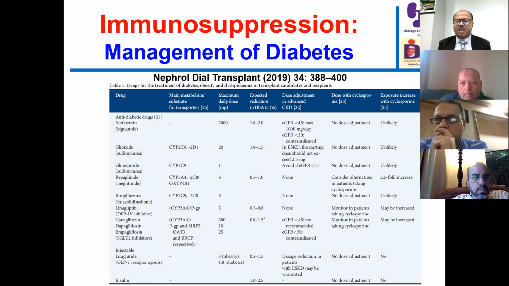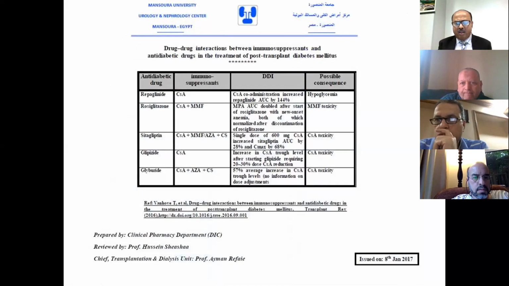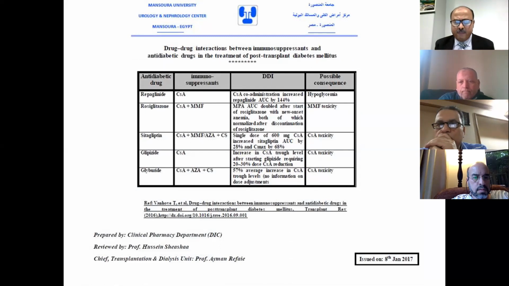lead to hypoglycemia. And I'd like to share with you this very smart table created by the clinical pharmacy department at our center. This is very simple. Don't combine cyclosporin with repaglinide because of the risk of hypoglycemia. And if it is the treatment, we should be very cautious and monitor glycemic control. Myself, I don't recommend at all combination of these drugs.